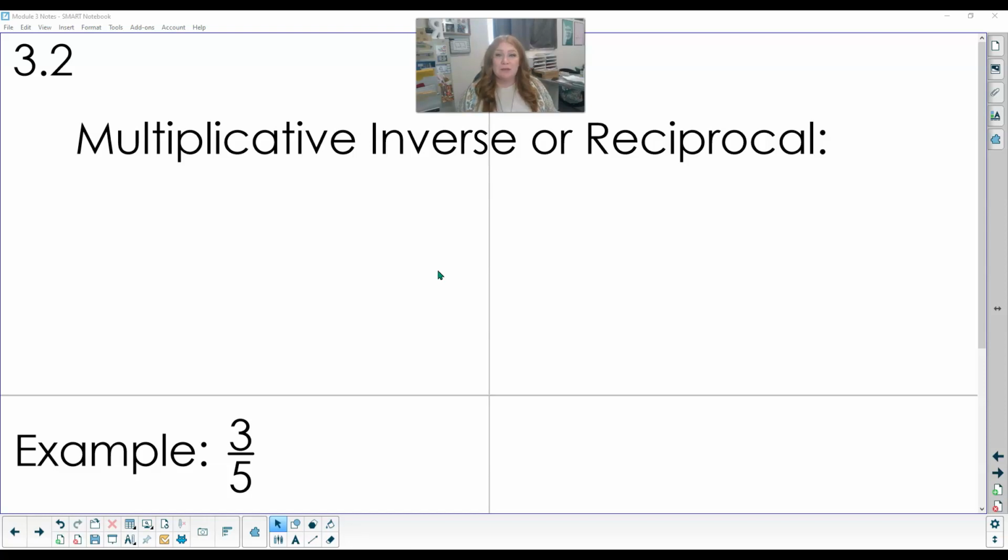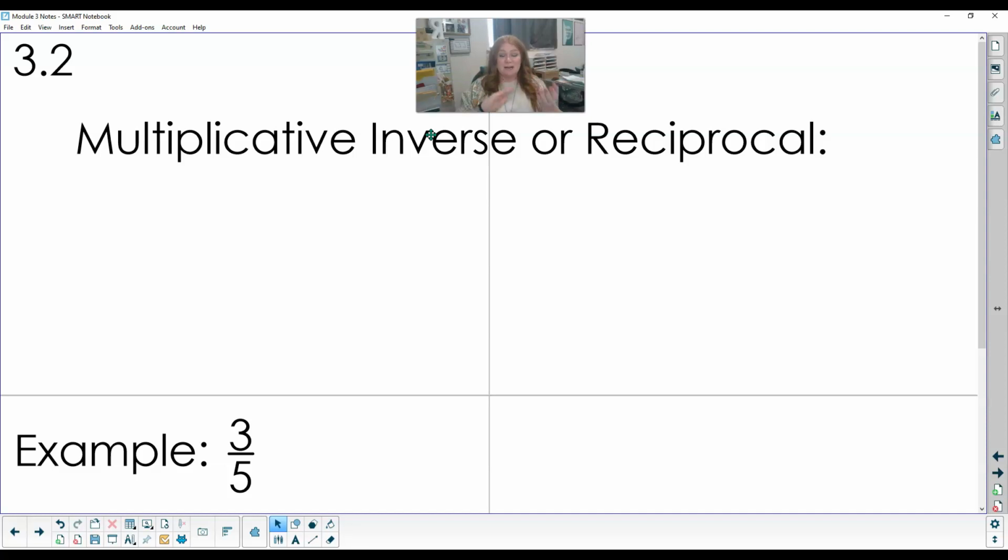Our notes for lesson 3.2 are going to start with some vocabulary. So these words, they're kind of big. Multiplicative inverse or the reciprocal. We're going to use those interchangeably. They mean essentially the same thing. So when we're trying to find the multiplicative, right, multiply by the inverse. Inverse just means we're flipping it.